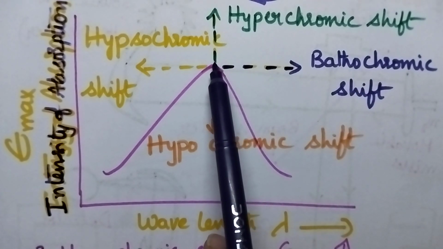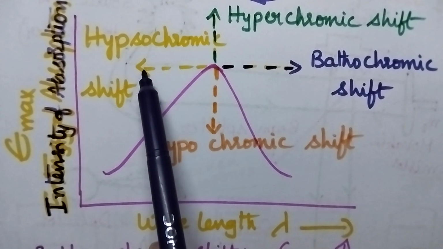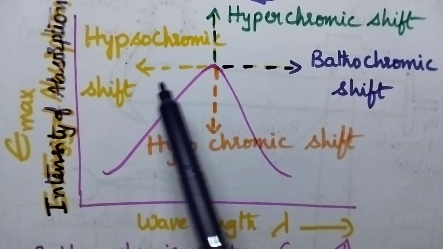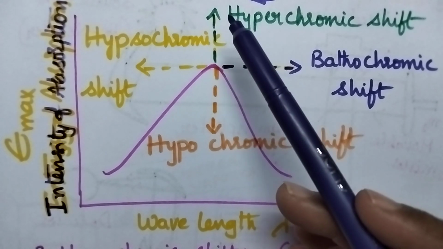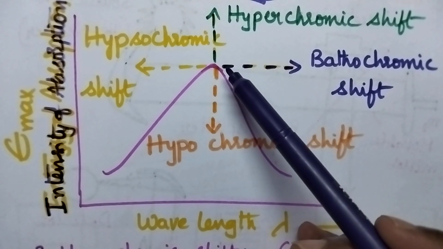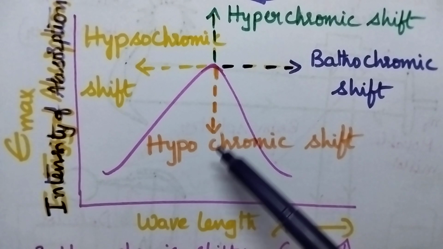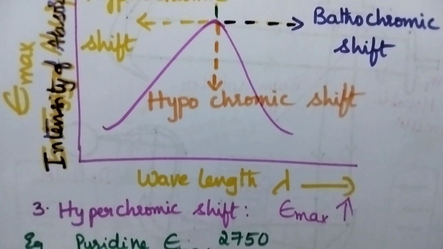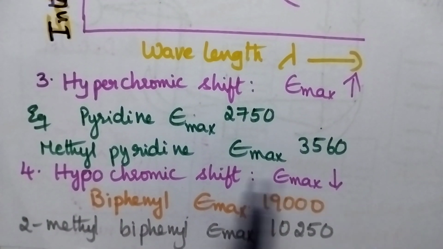If the wavelength is shifted towards the shorter wavelength region, that is called as the hypsochromic shift, or it can also be called as blue shift. So if the intensity of the absorption is shifted to higher intensity region, that is called as hyperchromic shift. If the intensity is shifted to lower intensity region, then it is called as hypochromic shift. Let us consider the examples related to the hyperchromic and hypochromic shift.